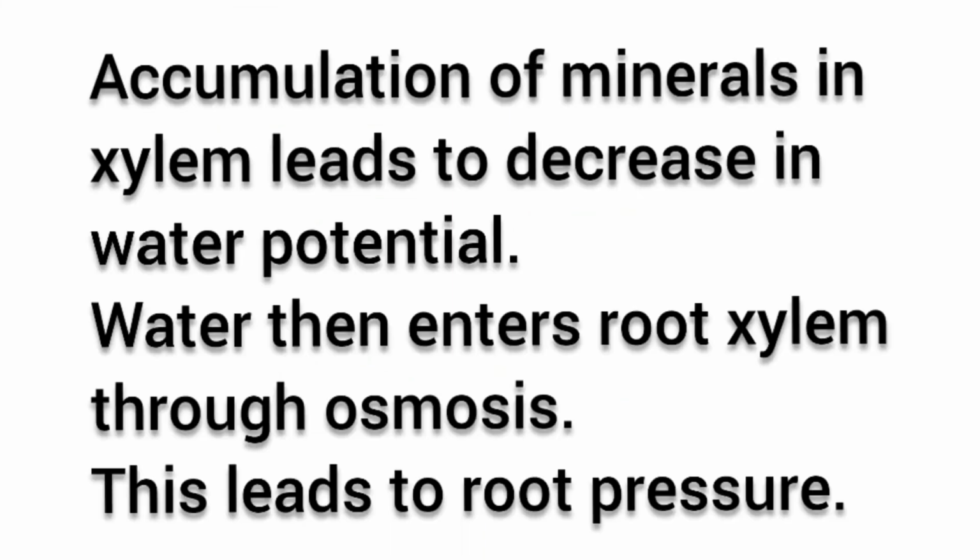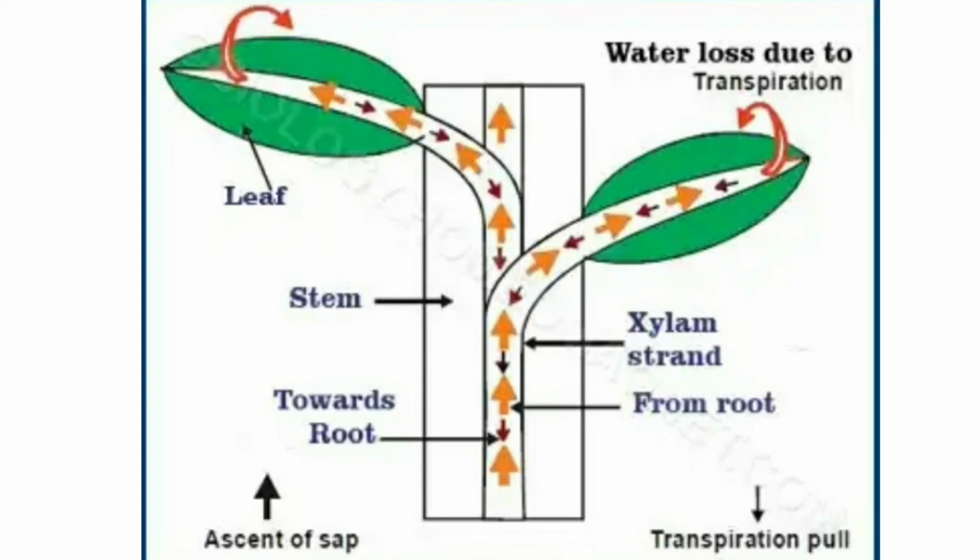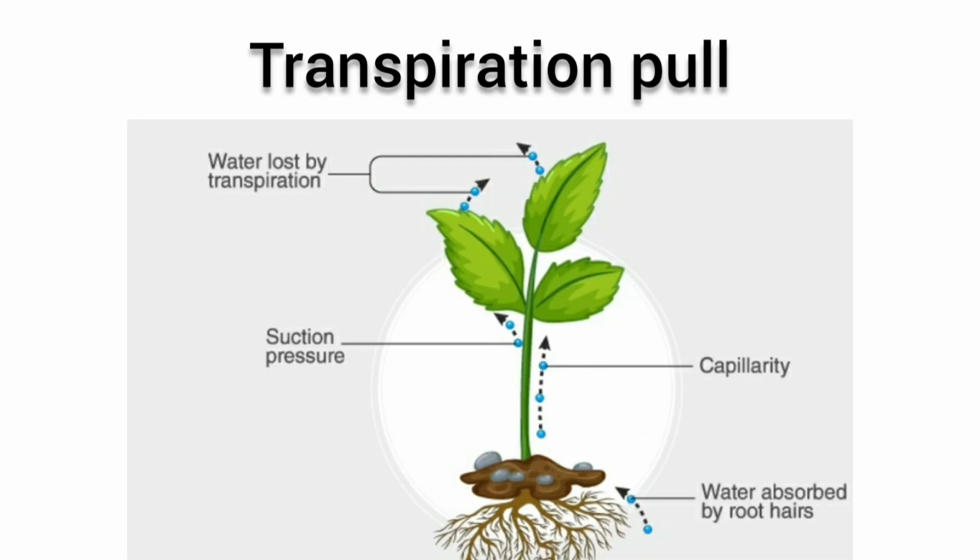When mineral salts are getting accumulated in the xylem, water concentration gets reduced. Water then enters root xylem due to osmosis. Root pressure is caused by this accumulation. The pressure developed in the roots due to the continuous inflow of water helps in pushing the plant sap upwards. Water then moves through the xylem up to the stem and then to the leaves. Root pressure is not sufficient to push the water right up to the tip of the leaves. So here another additional force is required, which is called transpirational pull.